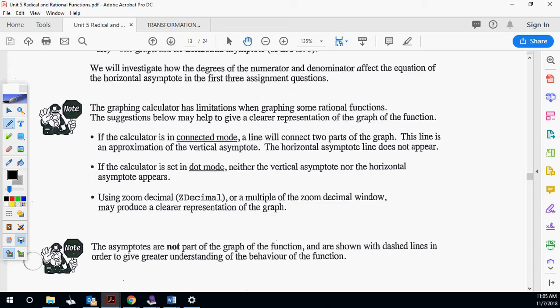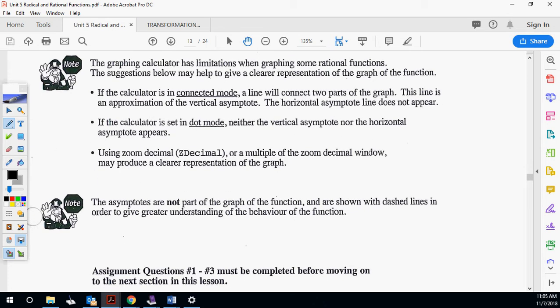So the graphing calculator has limitations when graphing some rational functions. The suggestions below may help clear that up for you. The calculator is in connected mode, which most of you are in. A line will connect two parts of the graph. This line is an approximation of the vertical asymptote. If the calculator is in dot mode, neither the vertical asymptote nor the horizontal asymptote appears. And using the zoom decimal, you can zoom in to see where the gap is. That can give you a clear representation of the graph. So maybe before next notes, we'll go over that.